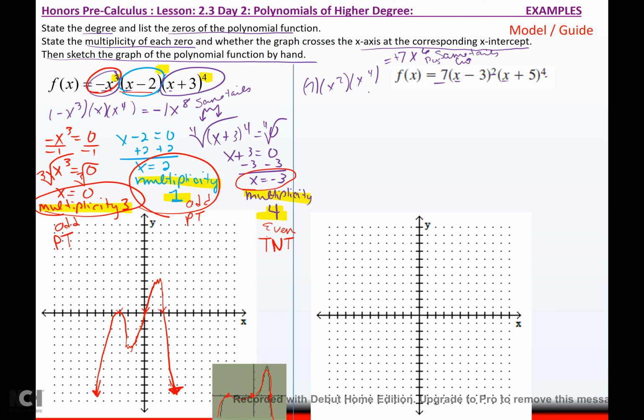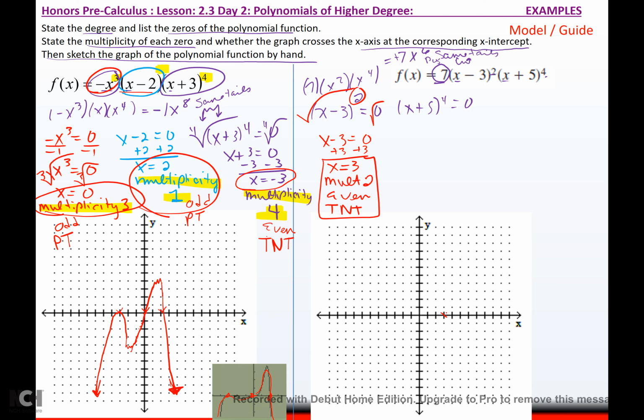Where are they going to cross my x-axis? You take your factors and set them to 0. This is a factor, but it's not a solvable factor because there's no x in it. So it's not going to give me an intercept. So my other factors are x minus 3 squared, set it to 0, and my x plus 5 to the 4th equal to 0. If I solve, square root, x minus 3 equals 0, add 3, I get x equals 3. And it has multiplicity 2, which is even, which means touch and turn.